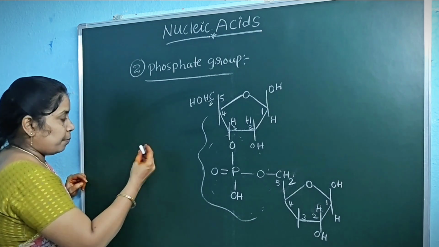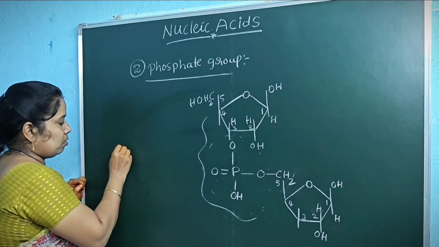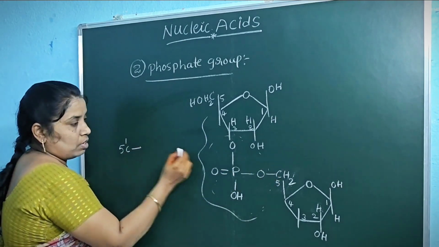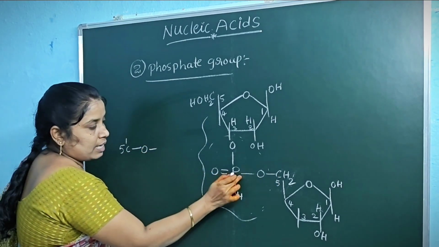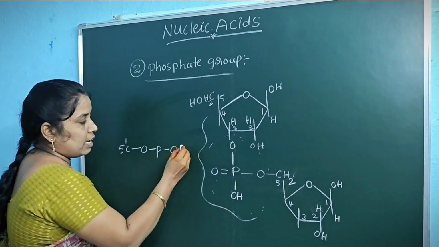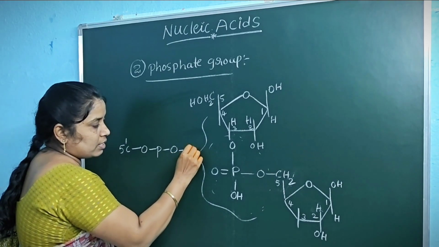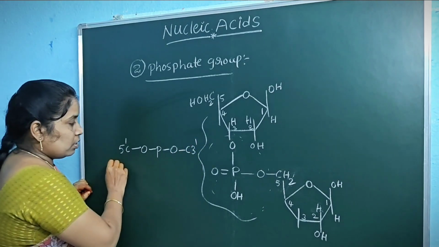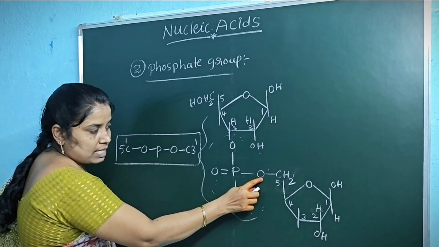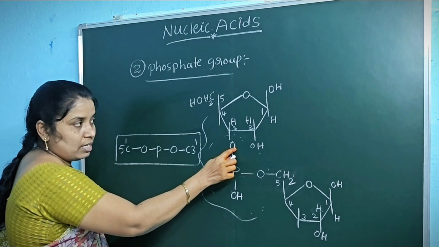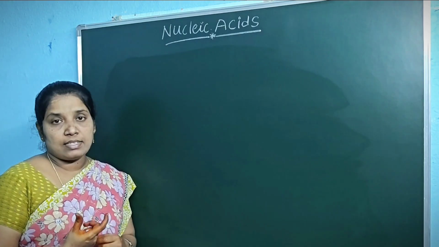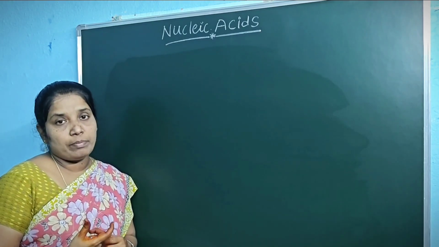Let's see the bond. 5 prime carbon, oxygen, and then phosphate, and then again oxygen, and then 3 prime carbon. So this is the phosphodiester bond. Now let's see the third component of nucleic acid structure, that is the nitrogen bases.